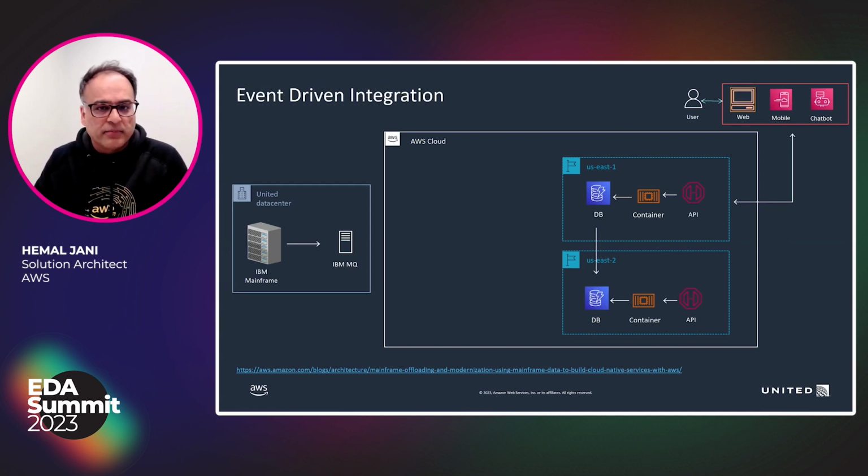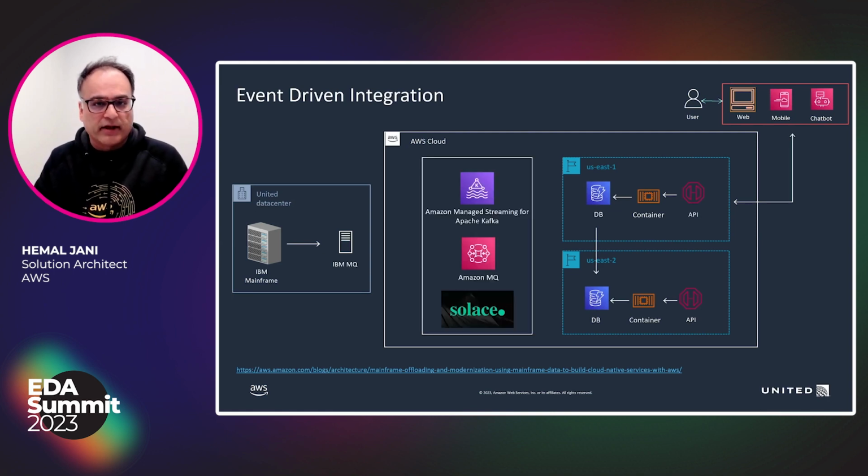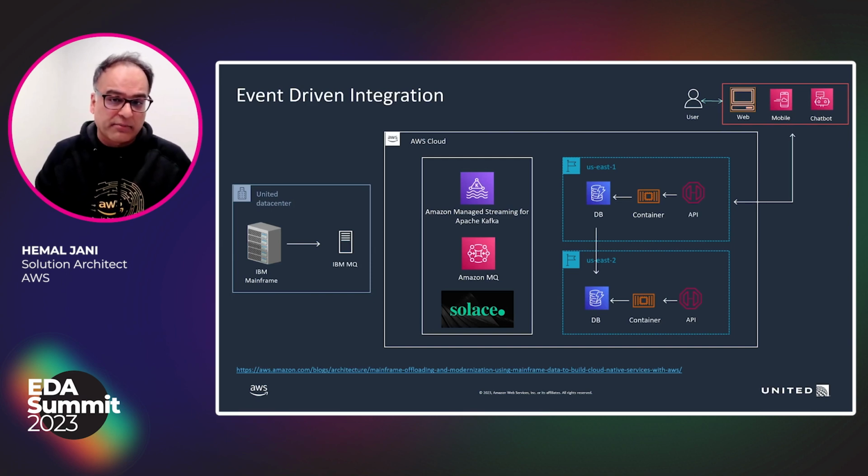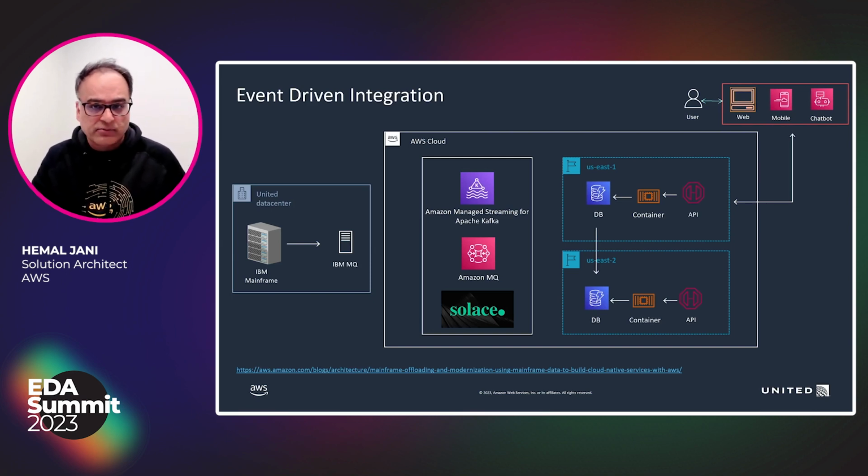With a message-oriented middleware system like IBM MQ, you can unlock this data to replicate it to AWS data stores like DynamoDB. AWS native services like Amazon MQ, which is a managed Apache MQ, Amazon MSK, which is a managed Kafka, and partner solutions like Solace, you can use them as the streaming data services, which provide critical infrastructure for this pattern.